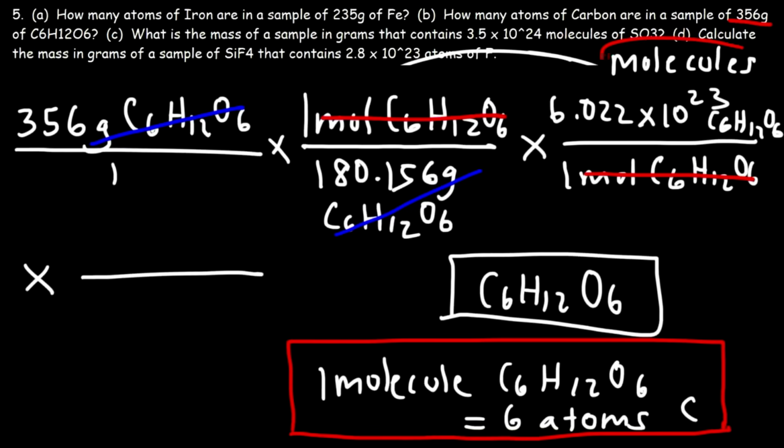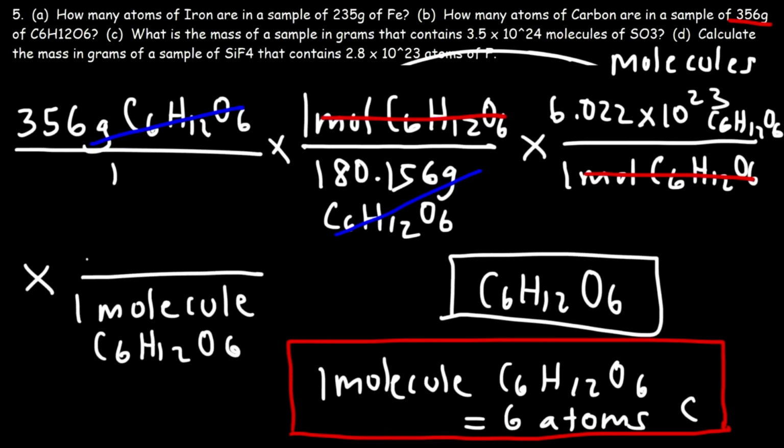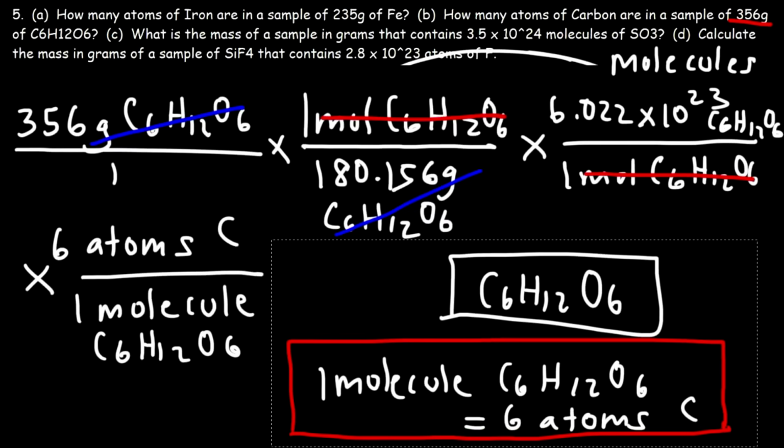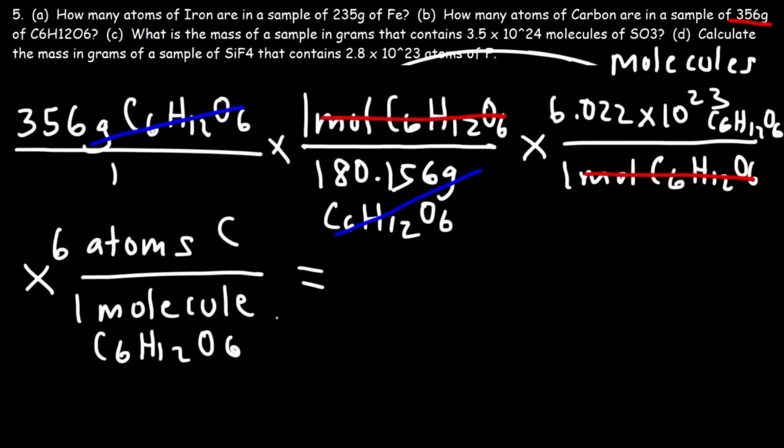Since we have molecules on the top, we need to put it on the bottom. So I could say that 1 molecule of glucose contains 6 atoms of carbon. Now every unit has been canceled except the unit that we want to get, which is atoms of carbon. So now we just have to do the math.